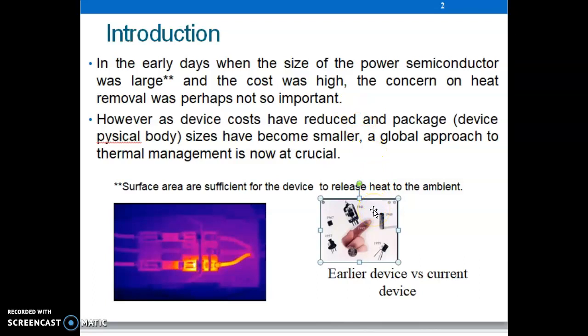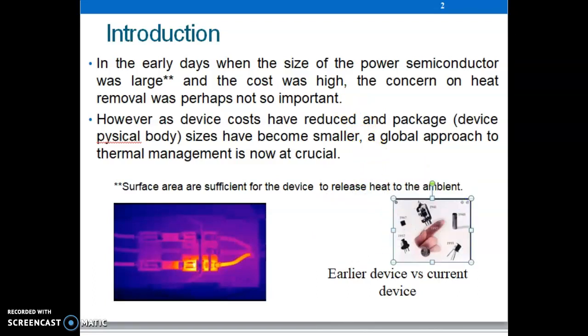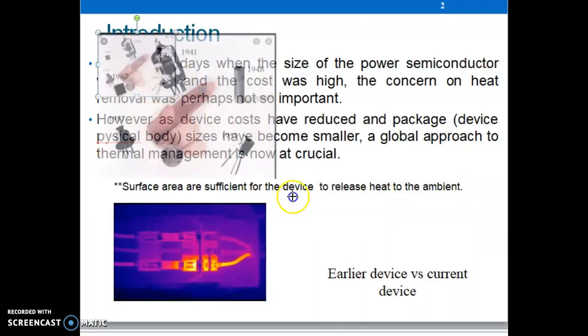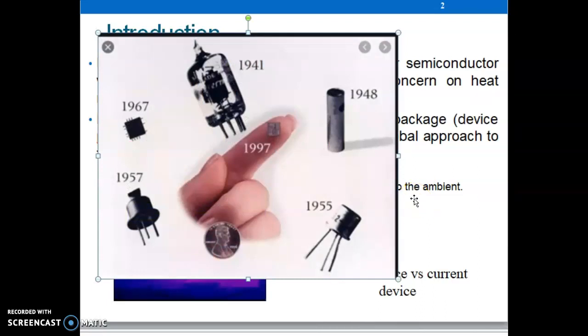But as time passed, the device size has been reduced significantly. You can read from this comparison of size. The device becomes very small, even though the capacity of the device is the same, which is that it can conduct high current, but the device size is reduced to the SMD level, surface mount device type level. You can see the earlier stage, the size is quite big, and it reduced to the size of a fingertip.